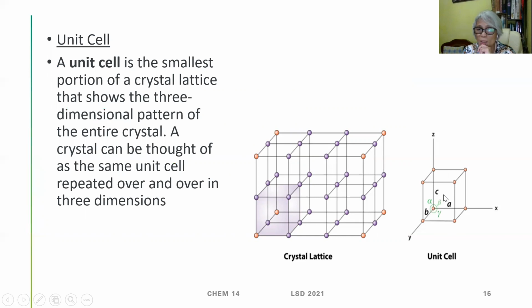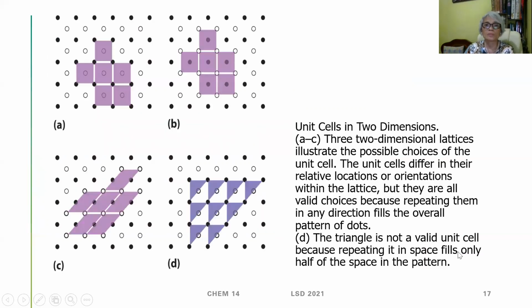Between the faces, we have alpha, beta, and gamma. So tatlo yung angle. Okay. So, unit cells in 2 dimensions. 2 dimensions na lang ito, no? So ano ngayon ang pwedeng gamitin? How do we illustrate the possible choices of the unit cell, no?